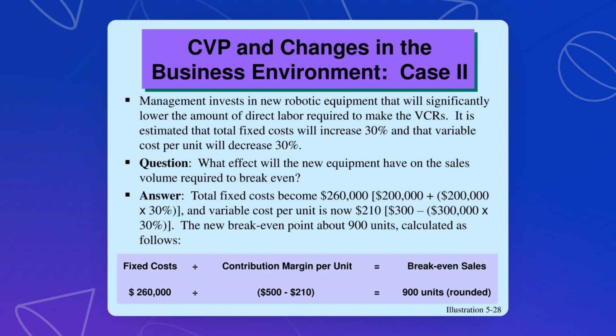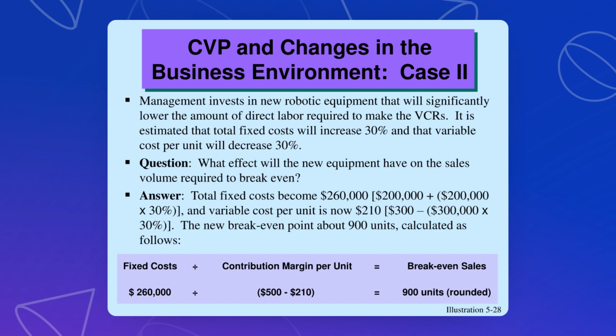200,000 times 30%, or just 200,000 times 1.30, and the answer here is 260. Variable cost per unit will decrease from 300 to 210. It will decrease by 30%. How much is our break-even? Fixed cost of 260, the new fixed cost, divided by 500 minus 210. So you have 290 as your CM. How much is our break-even?